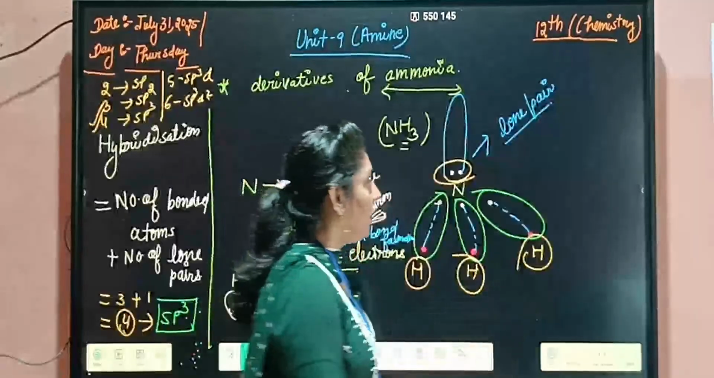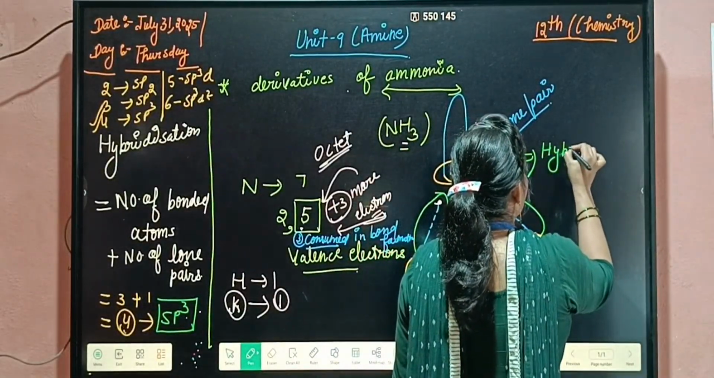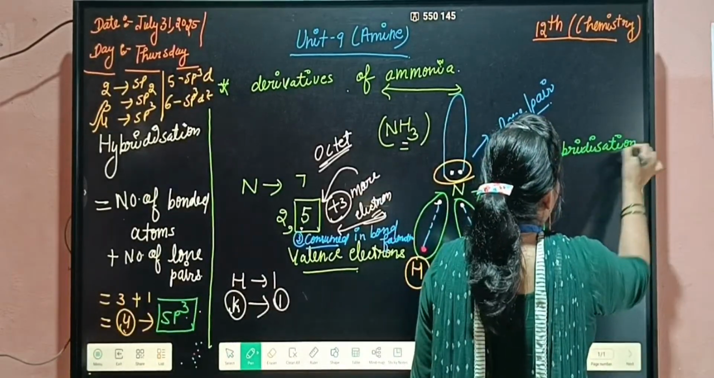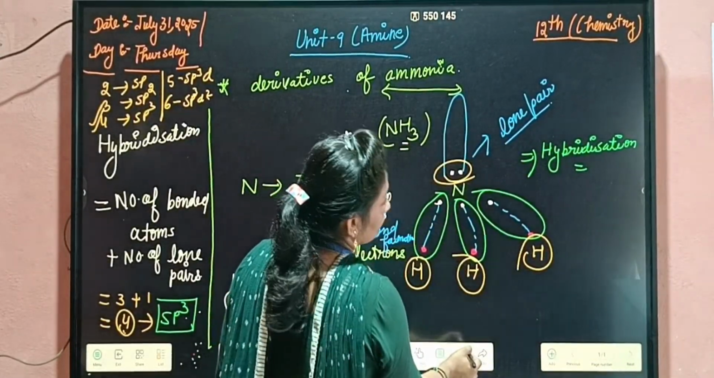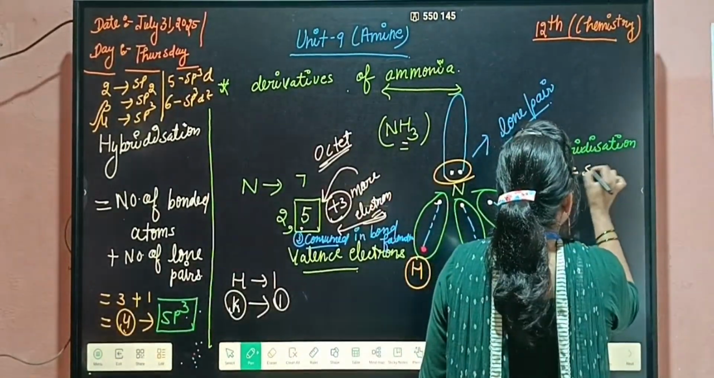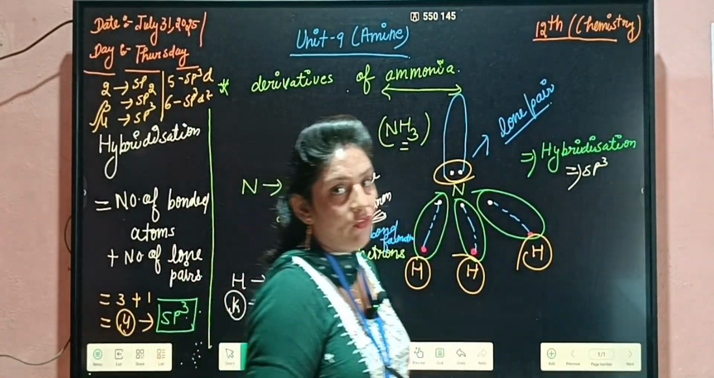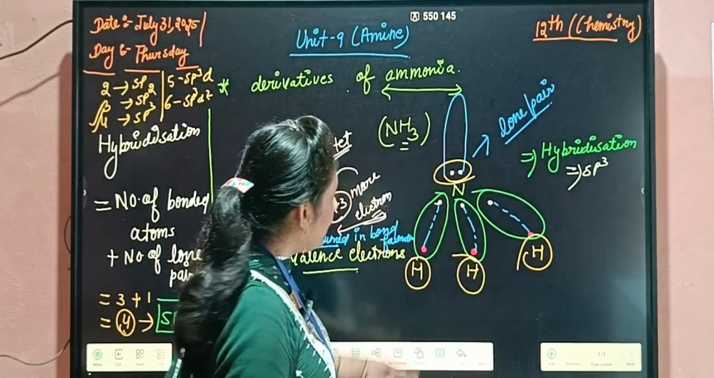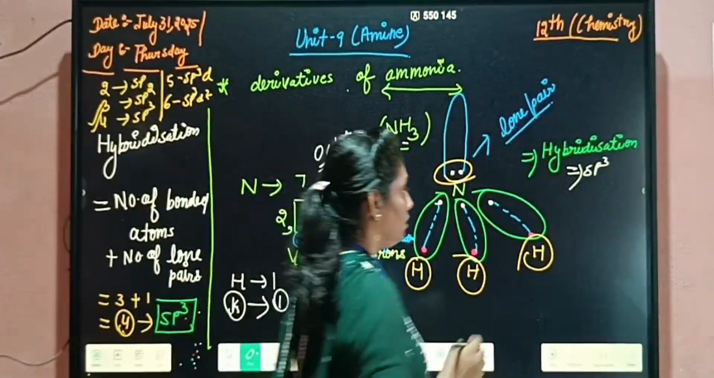If hybridization is sp3, you all know very well the geometry for sp3. It should be tetrahedral, but here it is not tetrahedral. The geometry is tetrahedral, but its structure will be pyramidal.